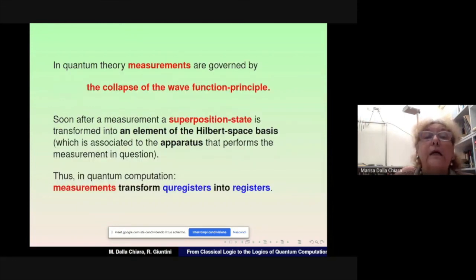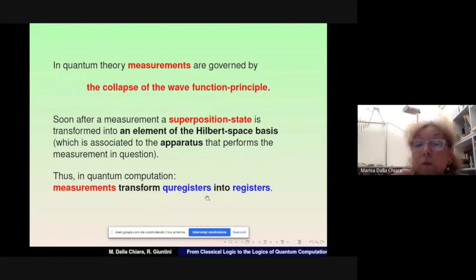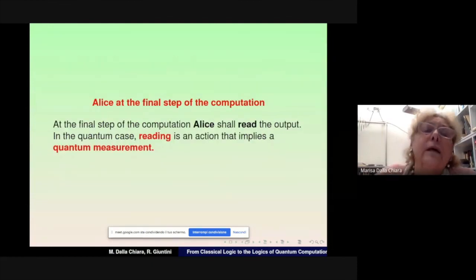As is well known, in quantum theory, measurements are governed by the collapse of the wave function principle. Soon after a measurement, a superposition state is transformed into an element of the Hilbert space basis, which is associated to the apparatus that performs the measurement in question. Thus, in quantum computation, measurement transforms quantum registers or density operators into registers. So what happens to Alice at the final step of the computation?